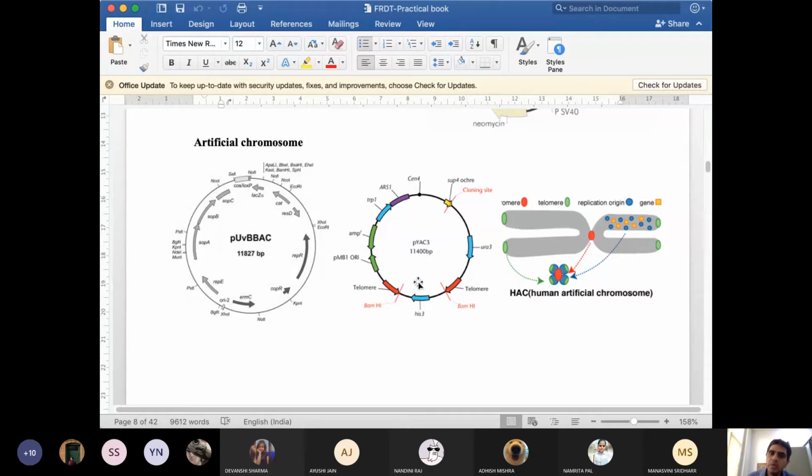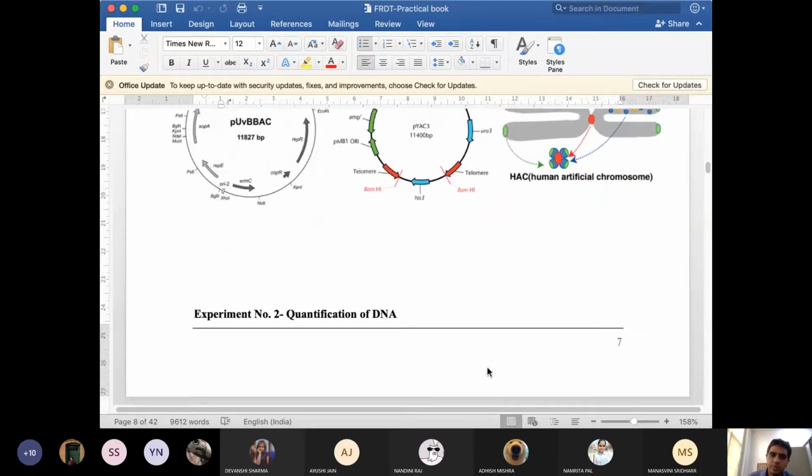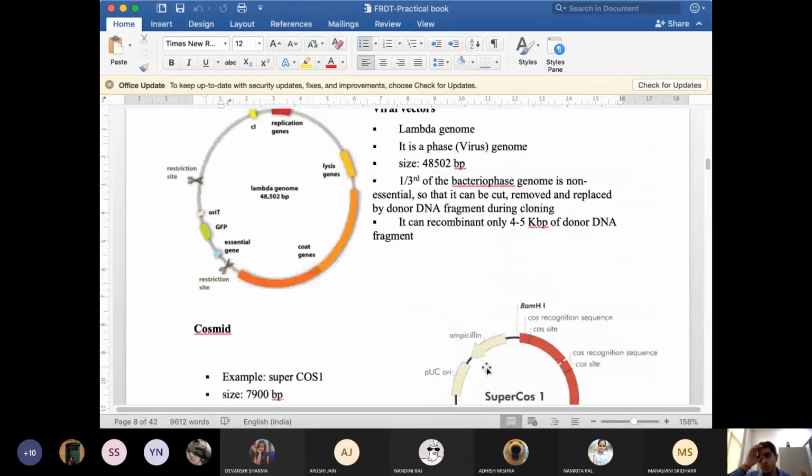And yeast is also another chromosome; you can also make a yeast artificial chromosome, depending on your target organism, in which organism you want to transfer your gene. You can design an artificial chromosome: if you want to clone your gene in bacteria, you can have a bacterial artificial chromosome; in yeast, a yeast artificial chromosome; and for human cells, you can transform and have a human artificial chromosome. Okay, so these are the few things.